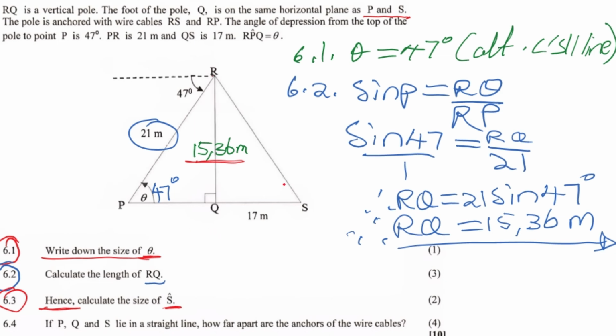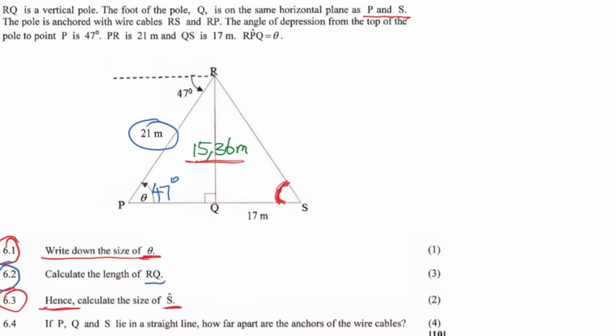So we need to find the size of what? Angle S. This is the one that we are looking for right there. If we are using angle S as our reference, this side is the opposite side and that side right there is the adjacent side. So the ratio we are going to use will be opposite over adjacent, and that is tan.